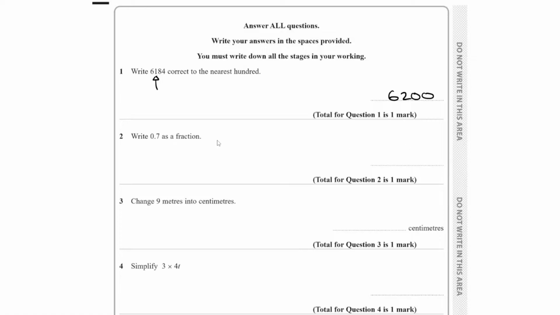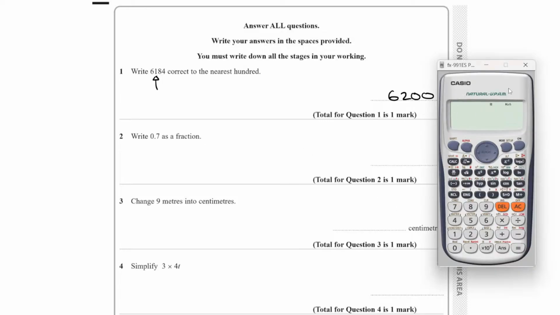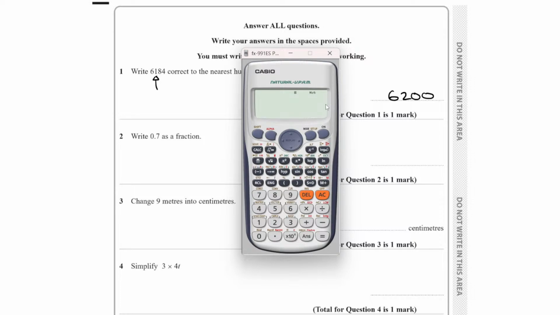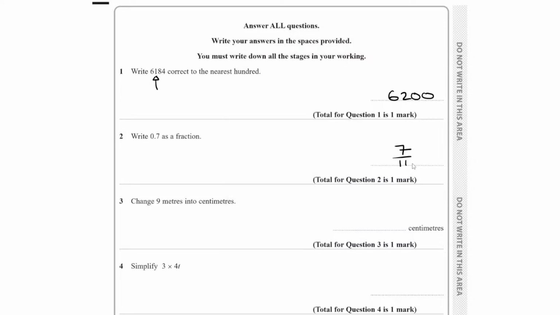Then we've got question 2, write 0.7 as a fraction. Now this is a calculator exam, so what you can do is grab your calculator if you don't already know the answer, type in the decimal, and it should come up as a fraction. Or if it doesn't, you should have some kind of conversion button, like an SD button. You can press that and make it convert it for you. So that is just 7/10.